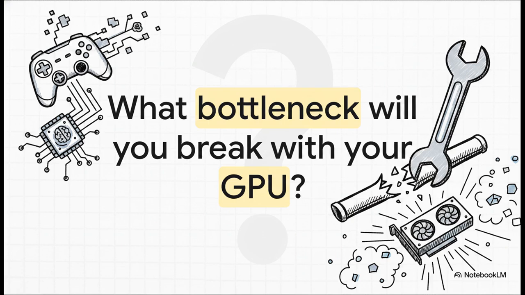Which leaves us with this final thought. We've seen how these specialized parallel powerhouses evolved from just rendering pixels in video games to training the massive neural networks that are literally changing the world today. So, I want you to look at your own creative workflows and machine learning pipelines. What bottleneck is currently slowing you down, and what engine will you choose to break it?